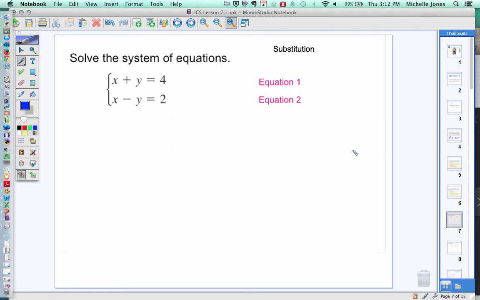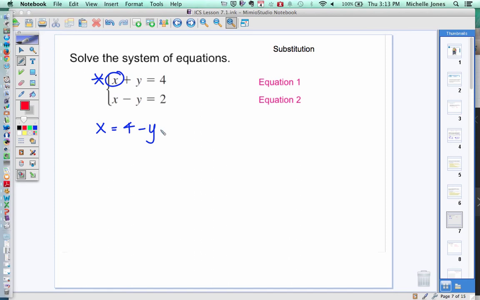Let's try substitution first. Here we have two equations. We've got equation 1, which is x plus y equals 4, and we have equation 2, which is x minus y equals 2. It doesn't matter which equation you start with. So let's start with equation 1. It doesn't matter which variable you solve for. So let's solve for x. So to solve for x, we need to move y to the other side, and we're going to do that by subtraction. So x equals 4 minus y.